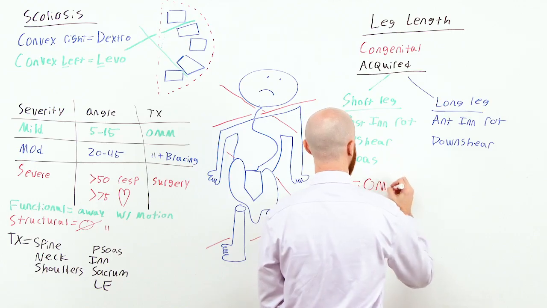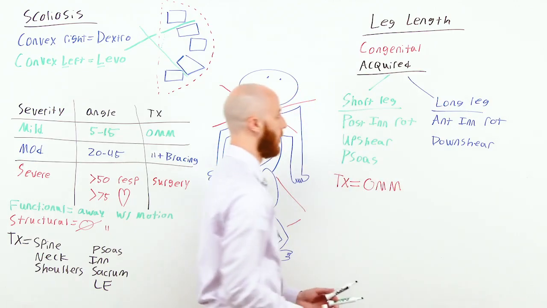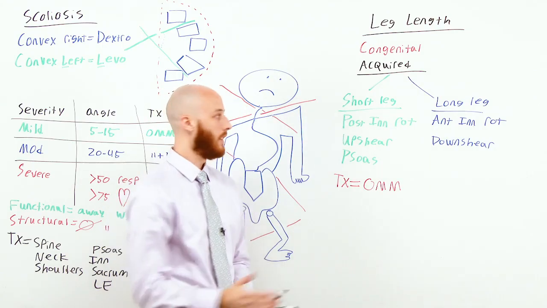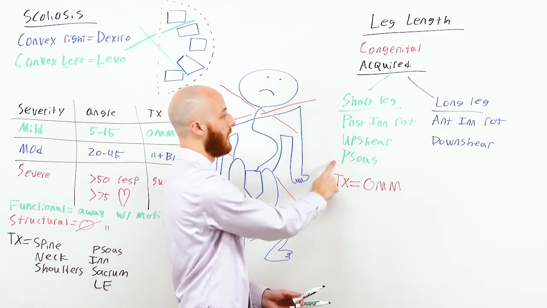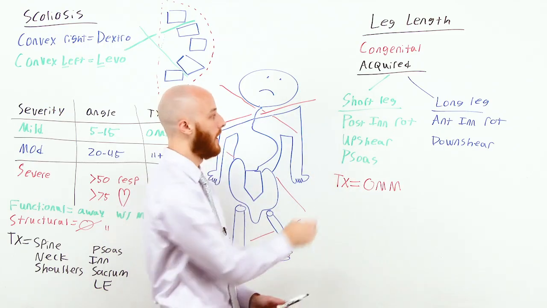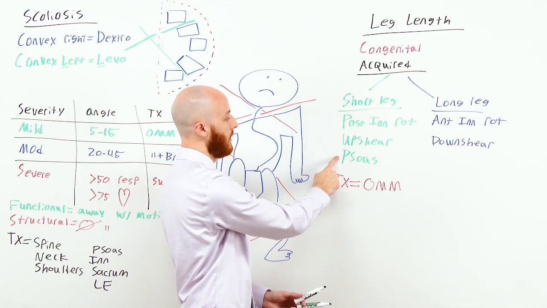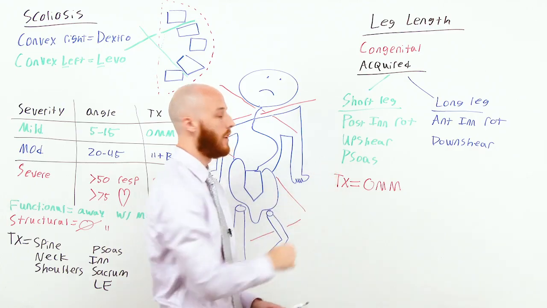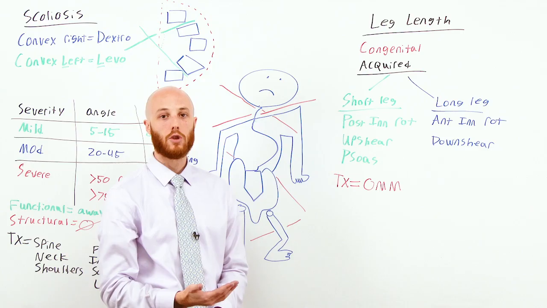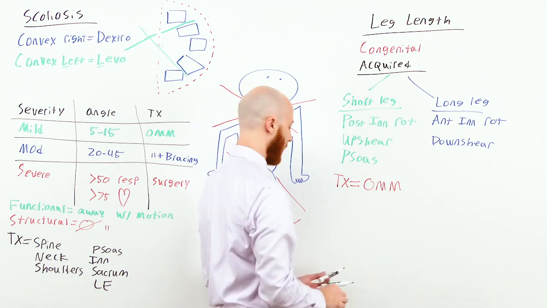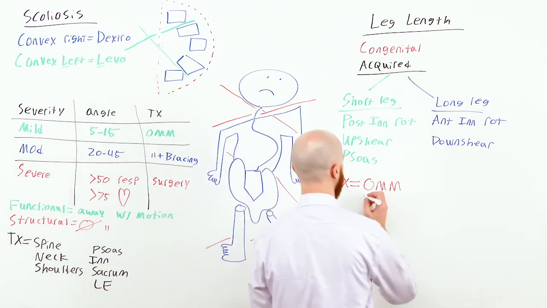Well, the first thing that you can look at doing is OMM. If it's some sort of acquired discrepancy, you can just treat the dysfunction like we went over in previous lectures. You know how to treat innominate rotations, and you know how to treat shears. You also know how to treat the psoas. So just do that, and you can potentially treat the leg length discrepancy. But if that doesn't work, you want to start thinking about heel lifts.